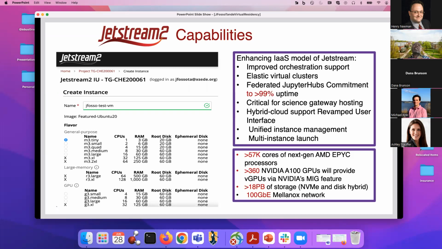And of course, it has more than 57,000 cores of next generation AMD EPYC processors and a very substantial amount of A100 GPUs. I remember with Jetstream, when I was looking for GPUs and hoping to get some allocation for researchers at my institution, they didn't have enough. So I think this time around, there is a substantial amount of GPUs, 18 petabytes of storage, and a 100 gigabit Ethernet Mellanox network.